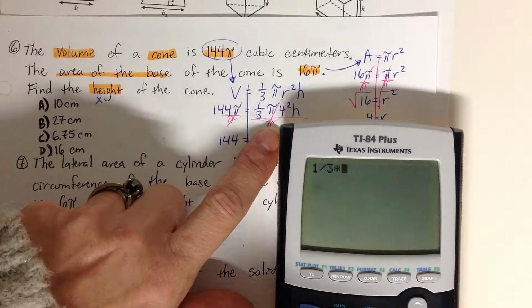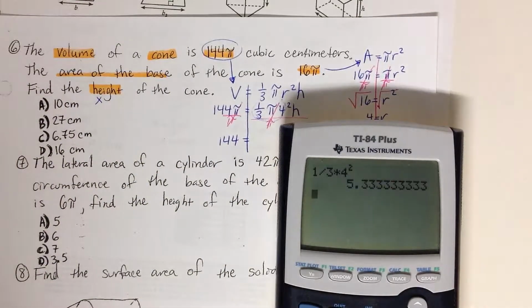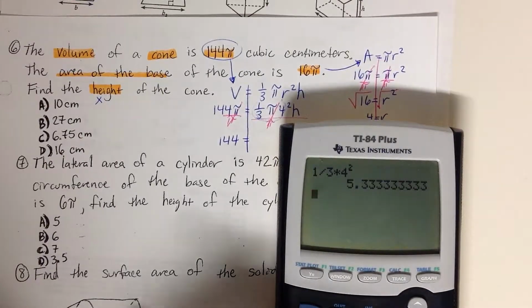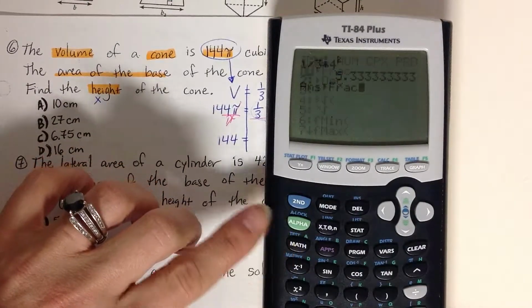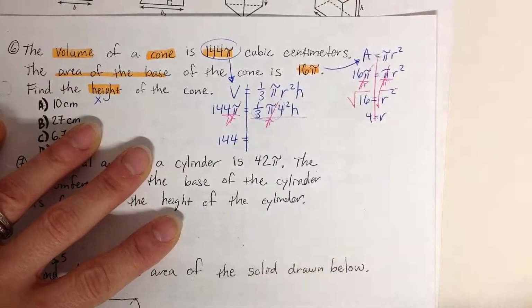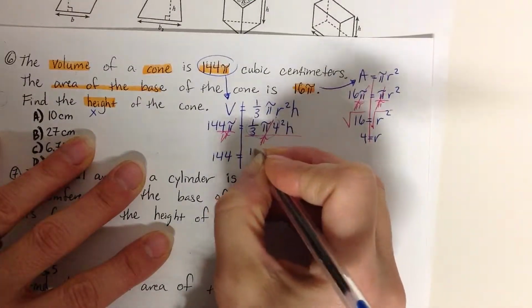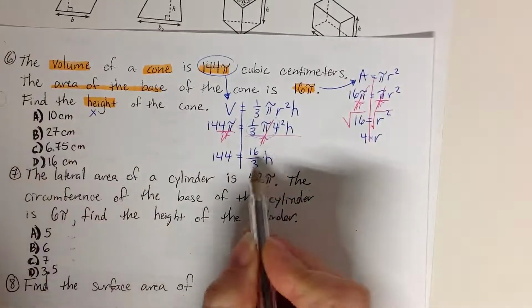1/3 times, I already got rid of the pi, so 4 squared. What's that mess? Yuck. Okay, so, I mean, it's going to be this, times h, so I can just do 144 divided by that. That's one way to do it. Personally, I like to go ahead and hit math, fraction, because fractions are prettier, neater to work with. 16 over 3 times h.